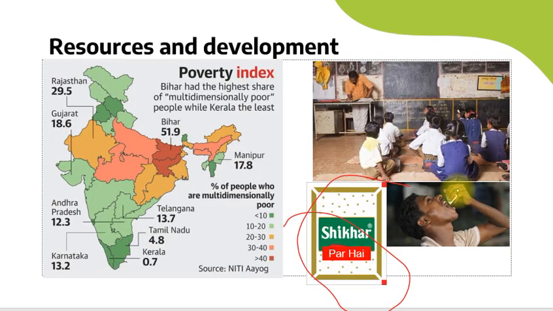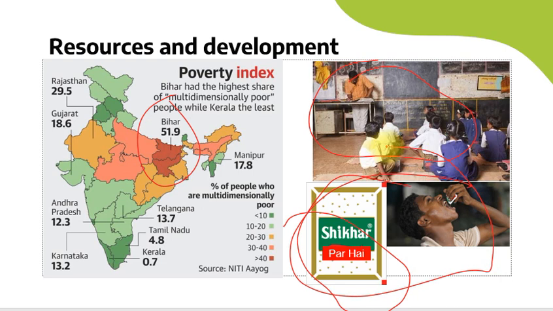So if I show you this image, there is the highest rate of poverty in Bihar, 51.9%. And you can see these images also, like how these kids are studying. And although ये भी शिखर पर हैं, but ये कोई दूसरे शिखर पर हैं. So resources, if utilized properly, will always lead to development, even if the resources are less. This is something which I can figure out from these two slides.